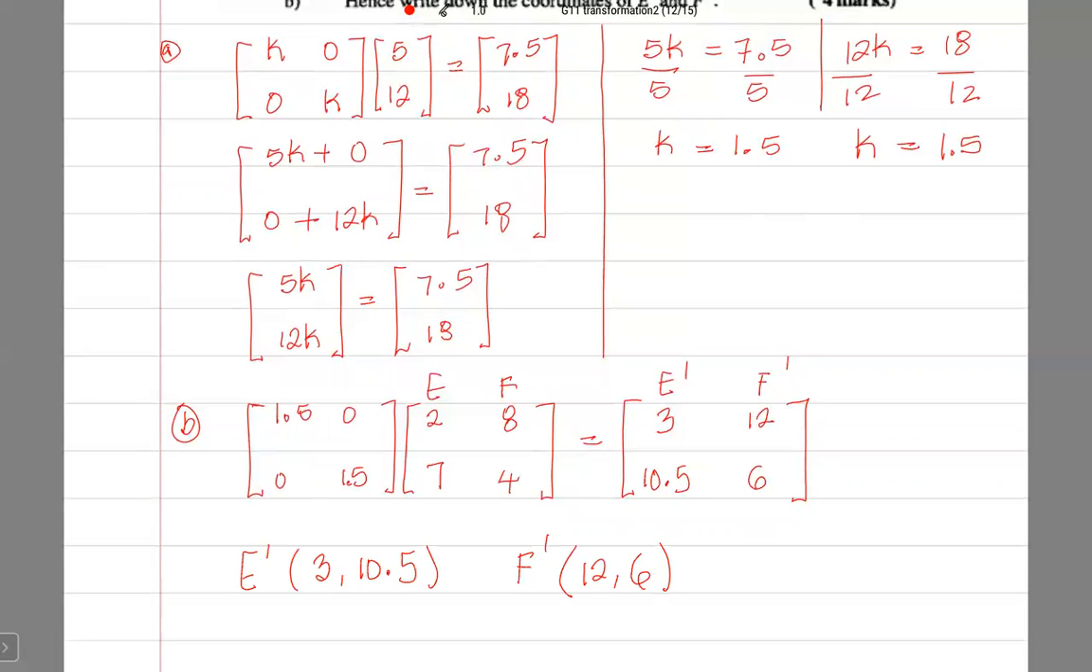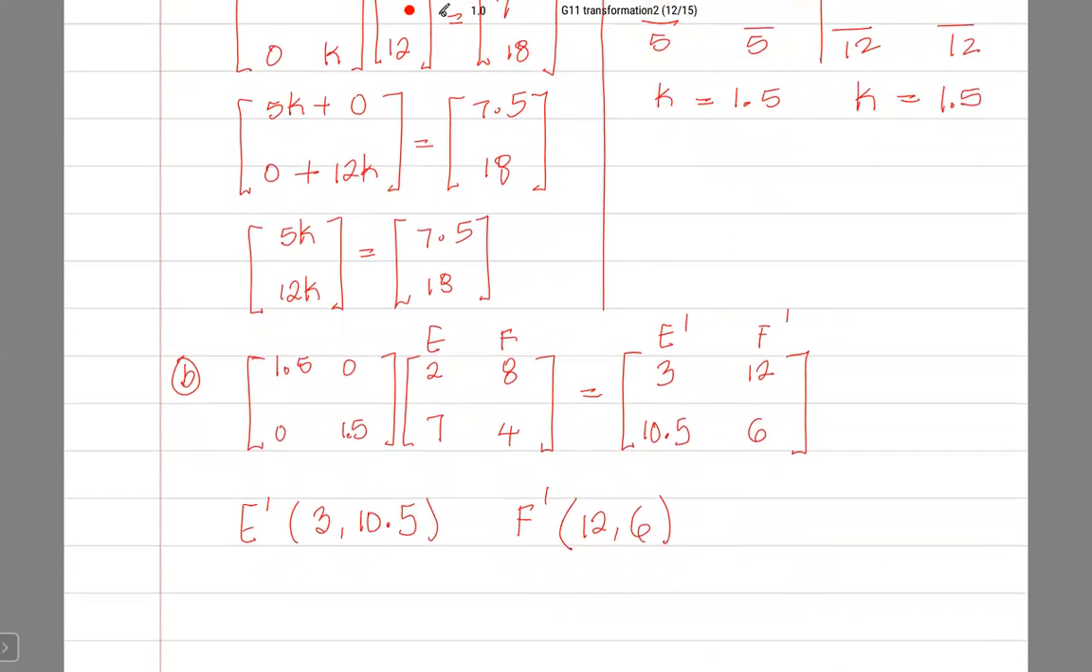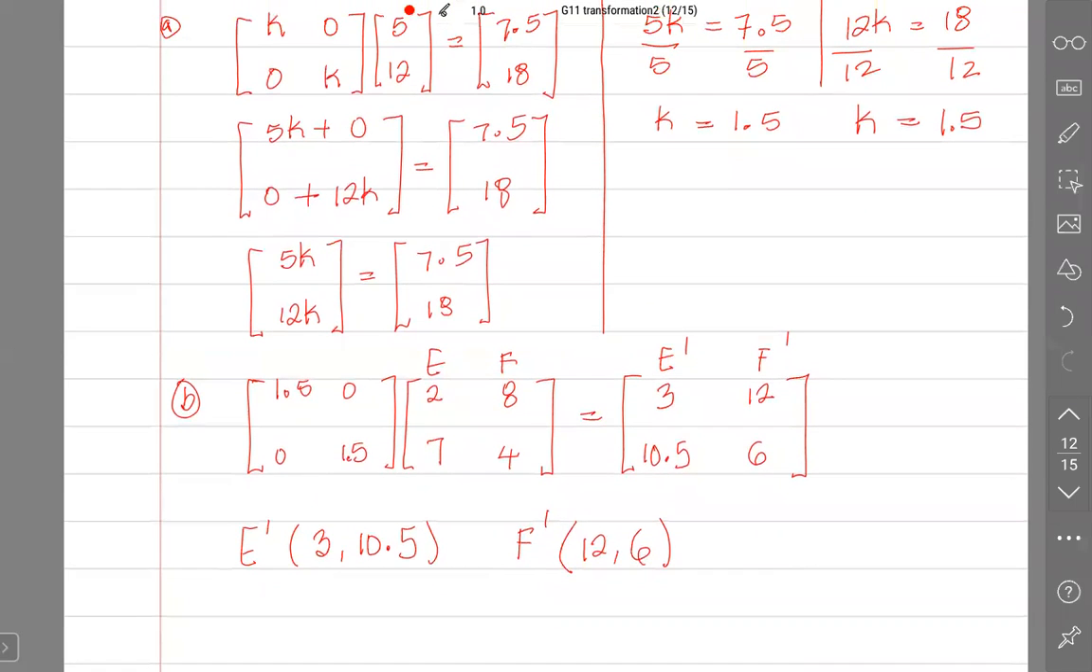Please note the examiner just says write down. So the examiner is expecting that you should know that if K is 1.5, all you have to do is multiply each coordinate by 1.5. He's expecting you to know that, which is why he just says write down. All right, there's nothing more to this side. Let's turn the page.